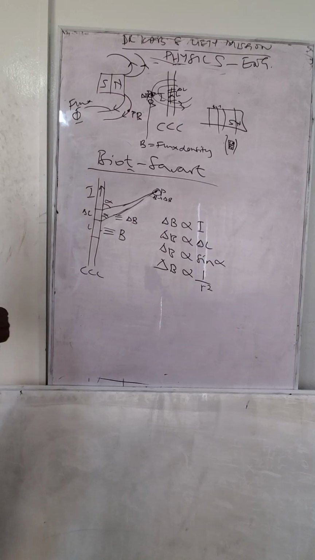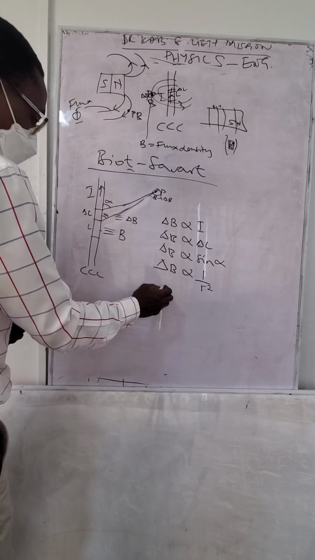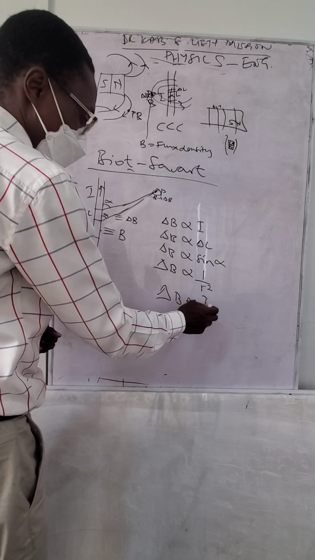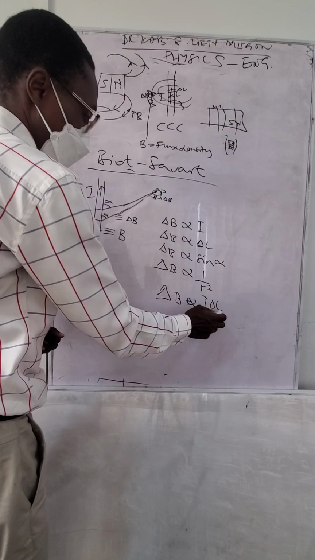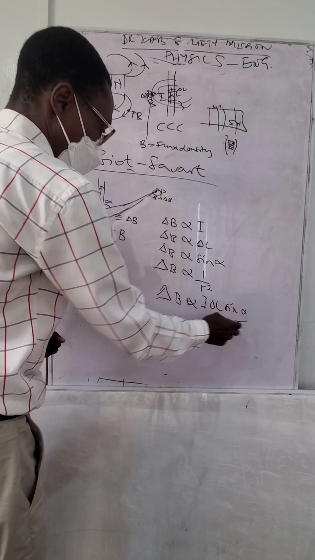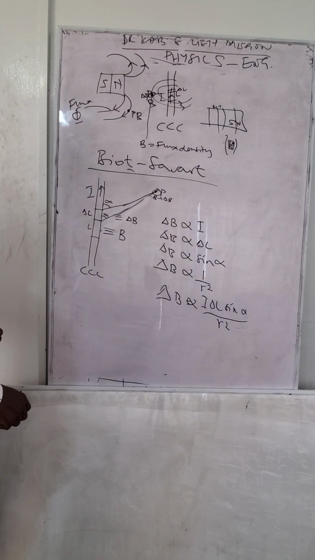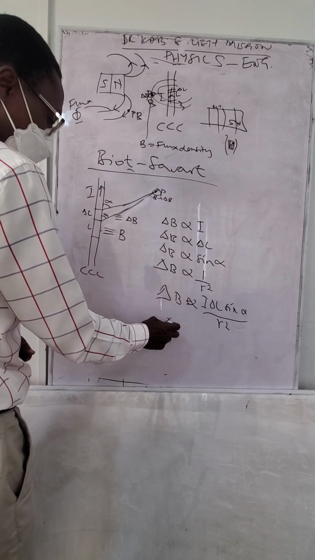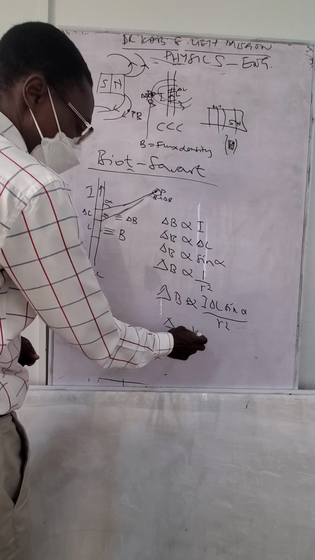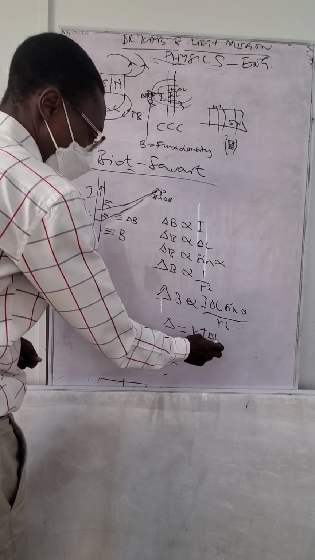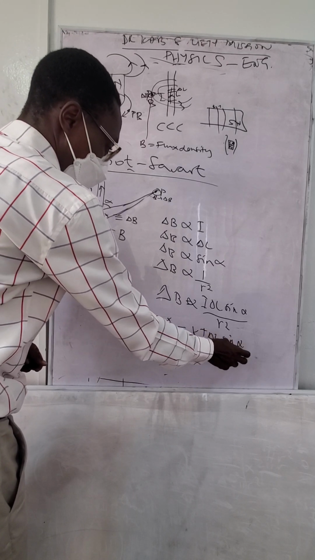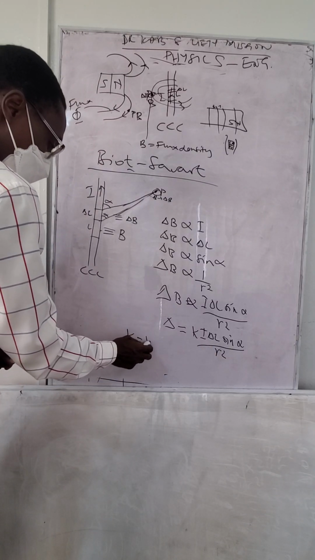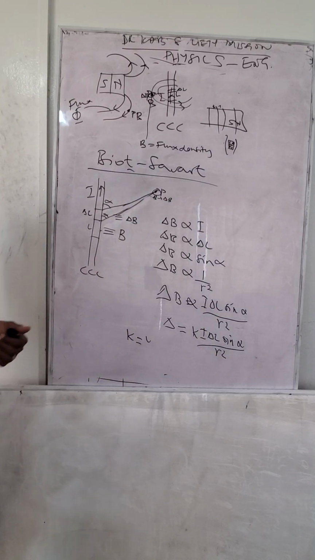Right. So putting all these together, they came to the conclusion that change in B was proportional to I change in L sine alpha, one over R squared. Now, if we remove the proportionality sign, then we have K I change in L sine alpha over R squared. Now, K works out to be equal to, let me put the K for you.